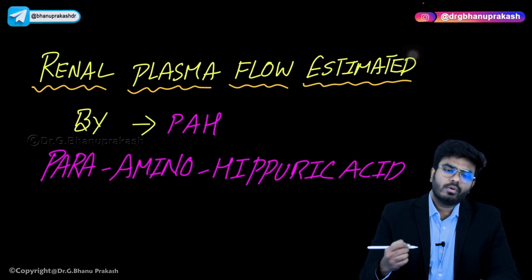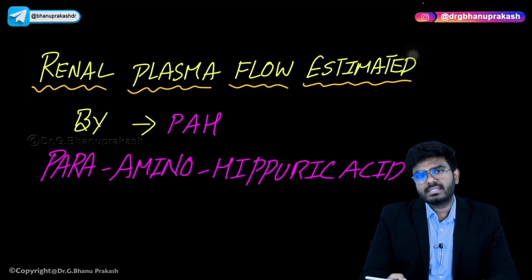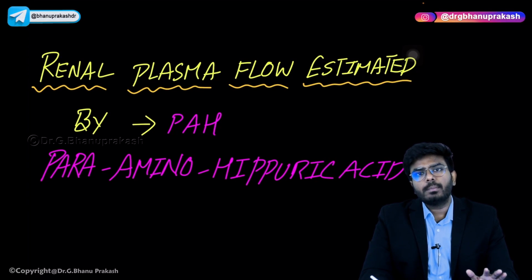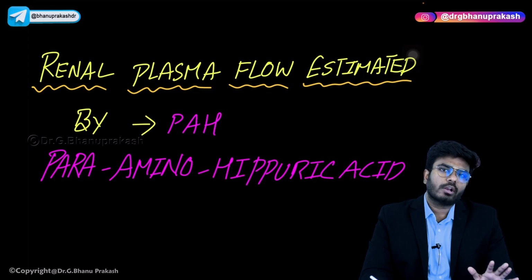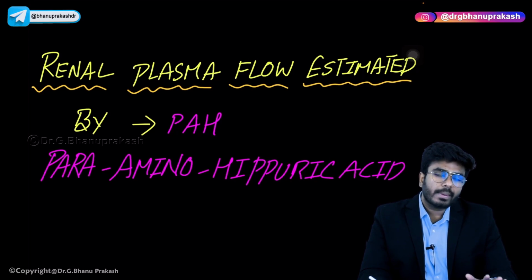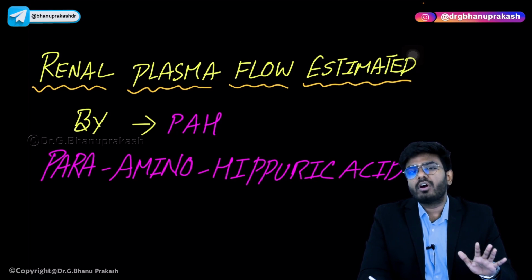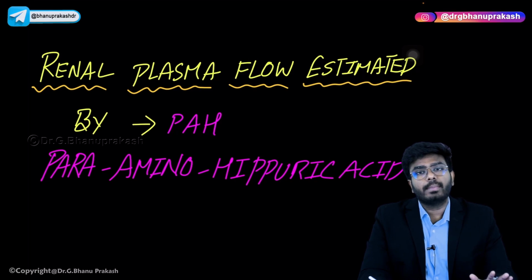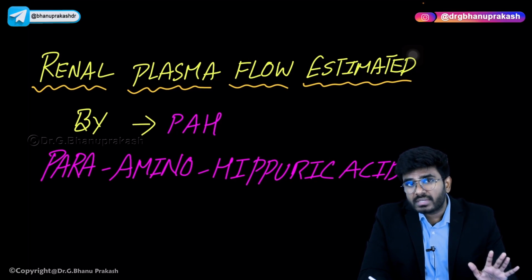Welcome back guys. We are discussing the basics of renal physiology. So far we have seen renal plasma flow, which is somewhere around 625 ml per minute and is estimated by para-aminohippuric acid. We have also seen the normal blood flow. Normal blood flow is 1200 ml per minute, and what is the normal GFR guys?